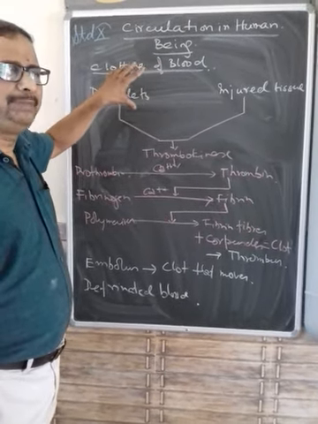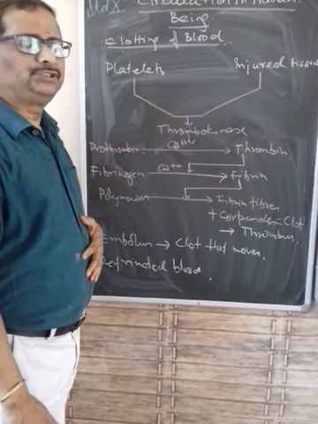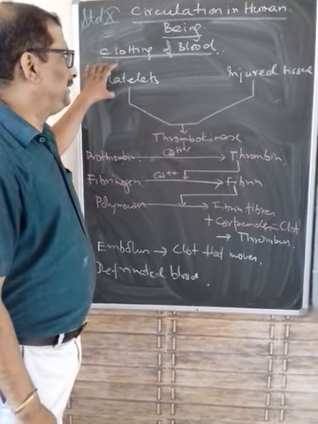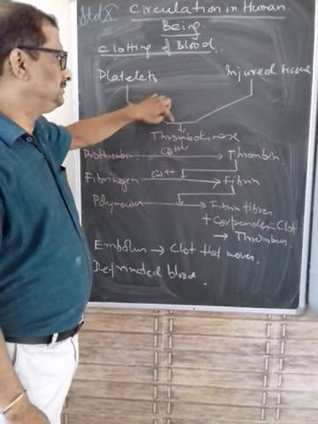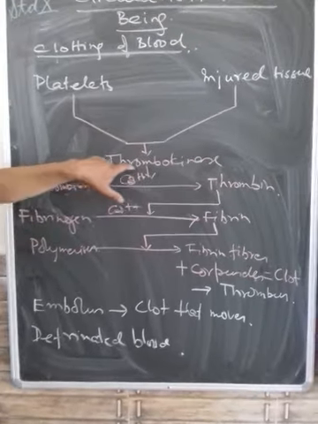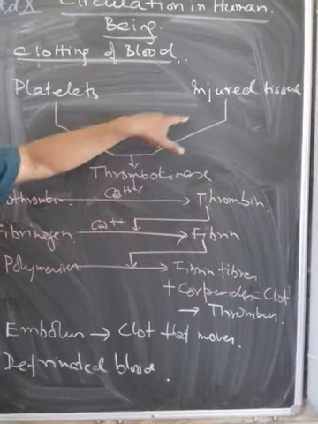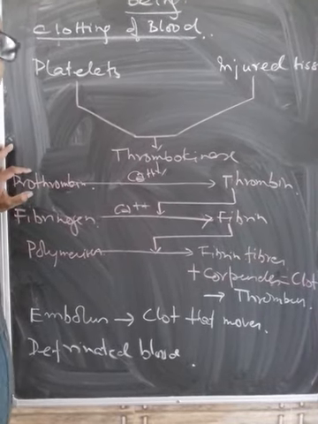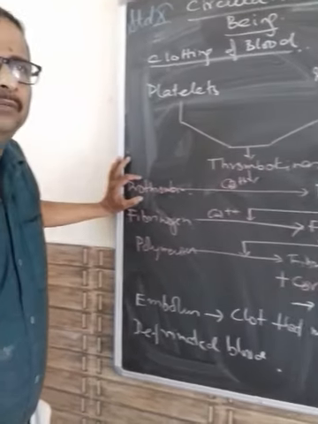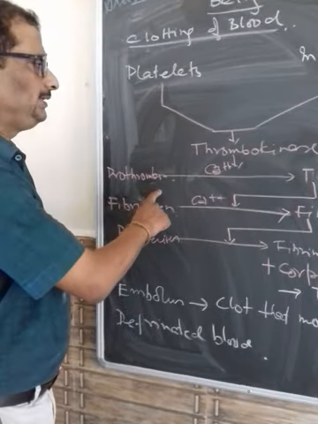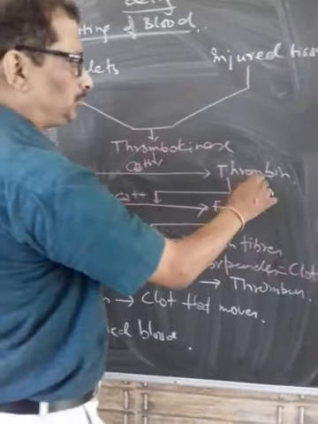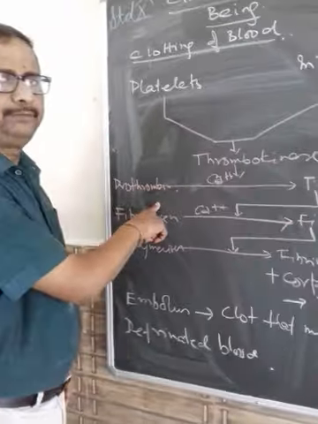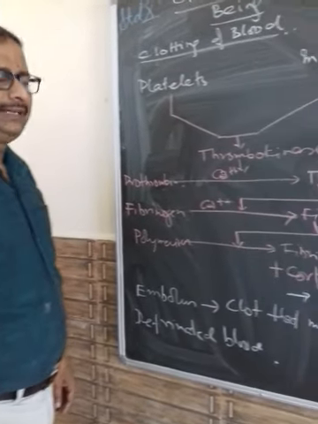I already told you that the function of the platelets is mainly to induce clotting. So the platelets and the injured tissue release an enzyme called thrombokinase. This thrombokinase, along with calcium ions, converts a soluble blood protein called prothrombin, present in the plasma, into active thrombin. So we say prothrombin is an inactive blood protein which is converted in the presence of calcium to active thrombin.